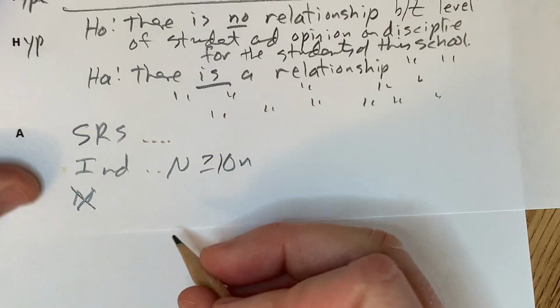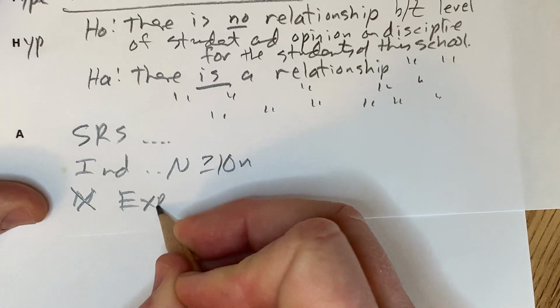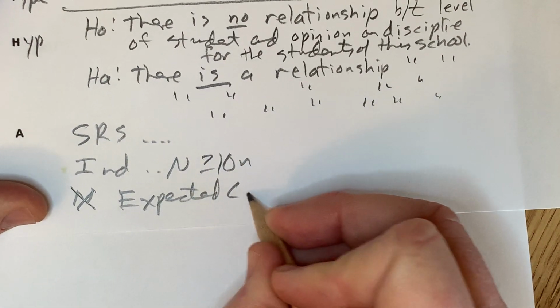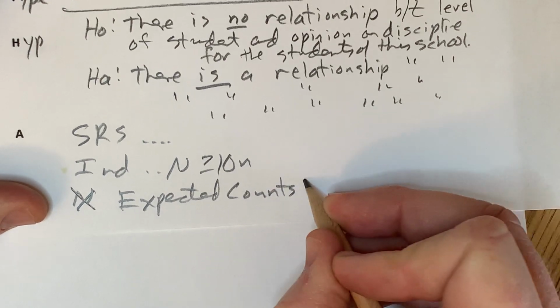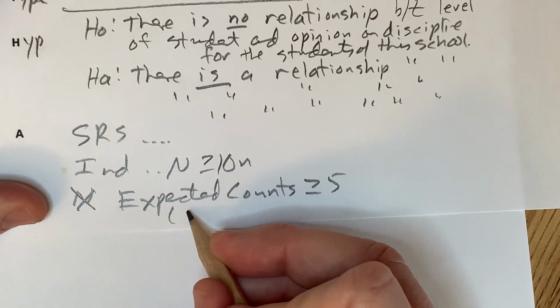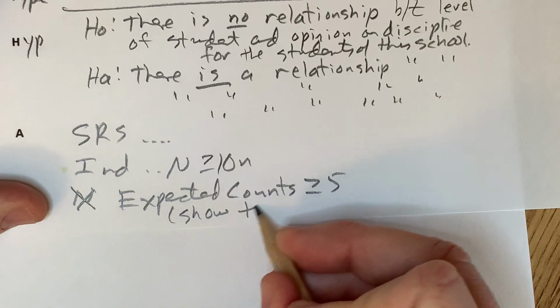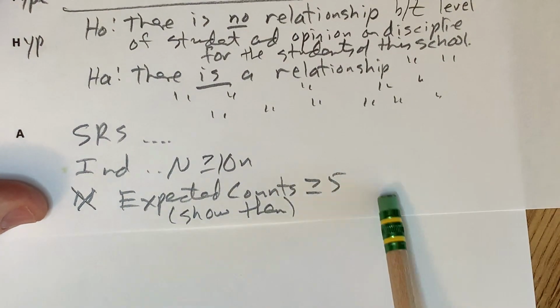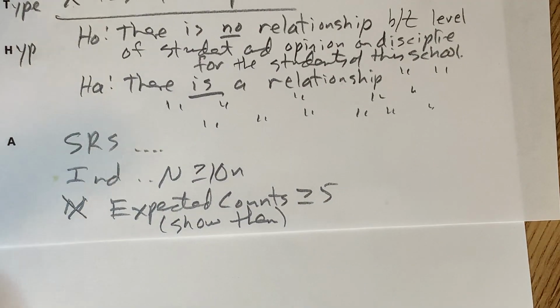Don't say normality in this chapter. All the expected counts are going to have to be greater than or equal to 5, and you must show them. You must show them, and don't say normality. Just say it like that. So we got that.